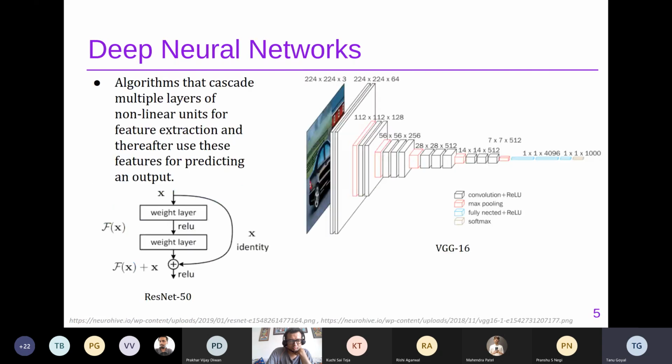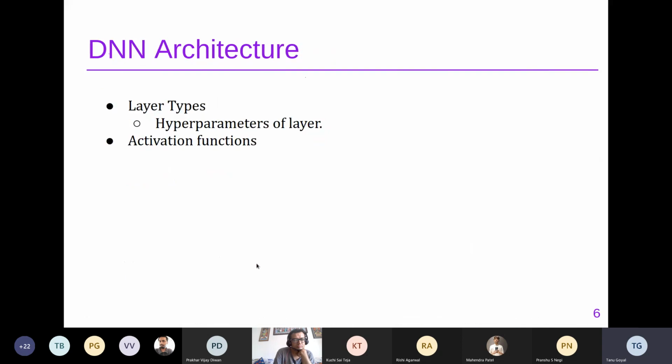Yeah, so coming to a deep neural network, deep neural networks are nothing but a stack of different nonlinear units which are used for feature extraction and thereby for predicting output. So these are the two different neural networks which we will be looking at in this attack. One is the VGG16 architecture and the other is the ResNet 50 architecture. Yeah, so coming to what comprises the deep neural network architecture.